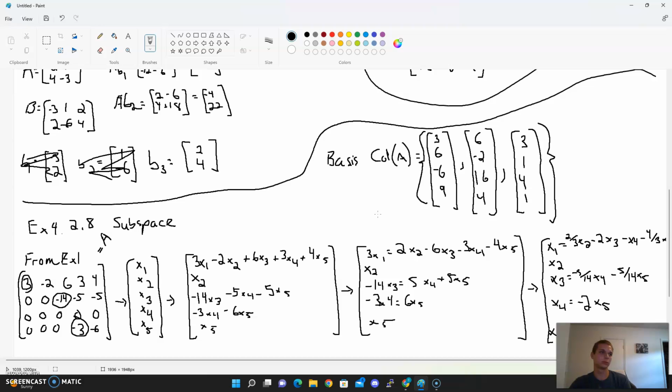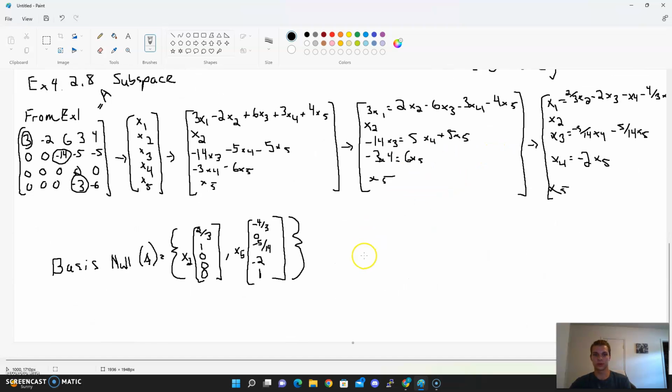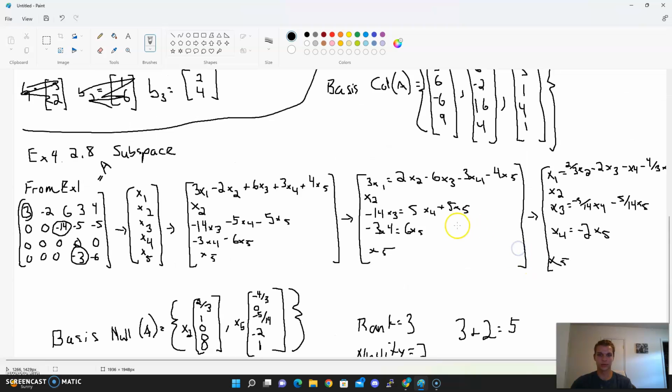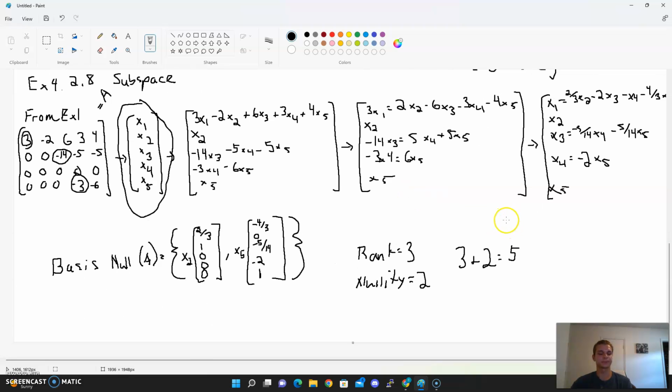We can go into 2.9 a little bit here. In my words, the rank is the amount of free variables, in layman's terms. So rank equals 3. Then the nullity equals 2, since we have 2 free variables. The rank plus nullity theorem gives 2 plus 3 equals 5, and we have 5 variables. So we know that this checks out.